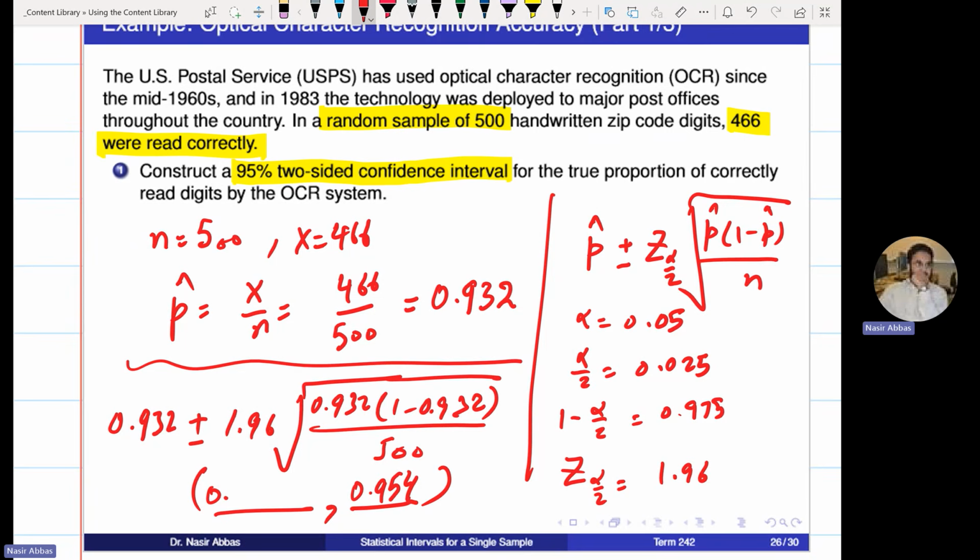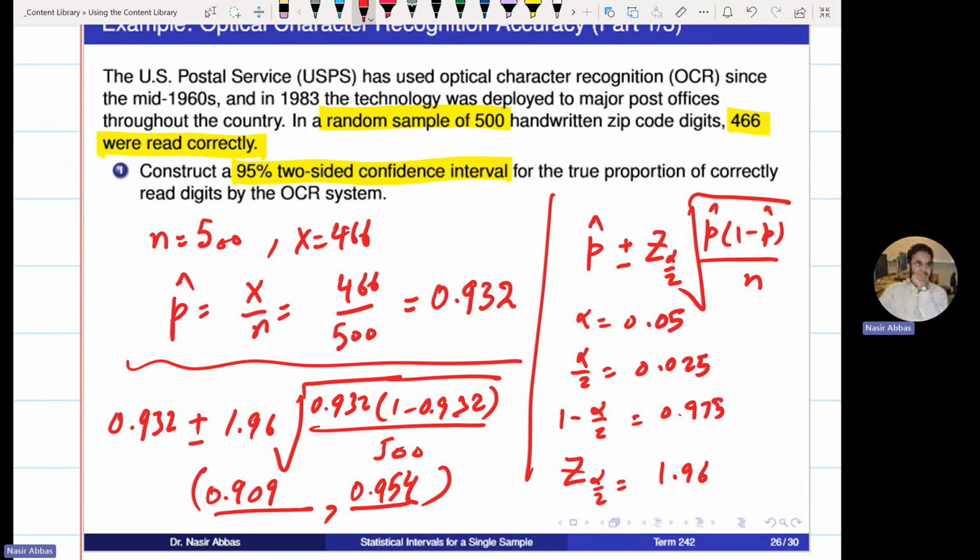Would be 0.909. So we will say that we are 95% confident that the true proportion of codes correctly read by the optical machine is between 0.909 and 0.954. Now, in case you encounter a question where this limit is more than 1, you will make it 1, because the proportion cannot be more than 1.